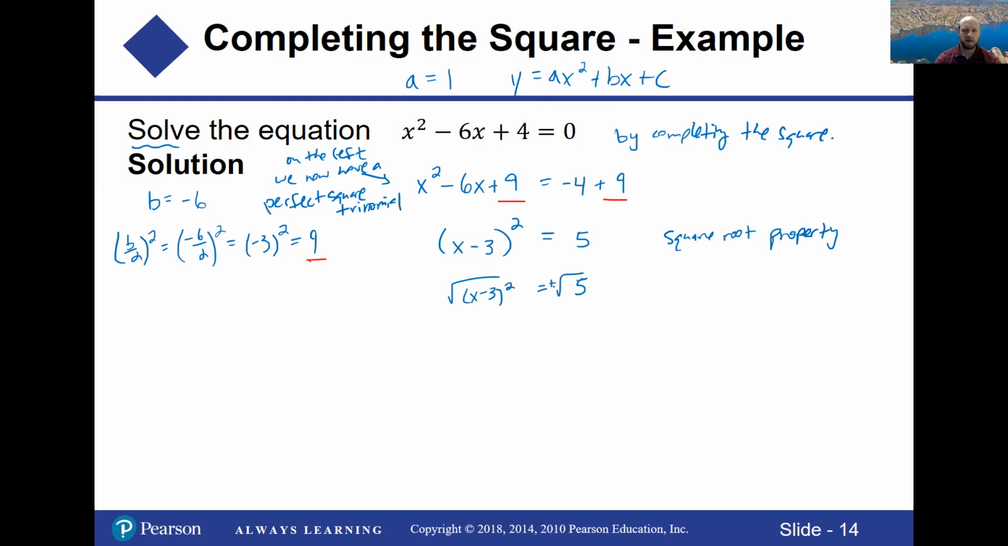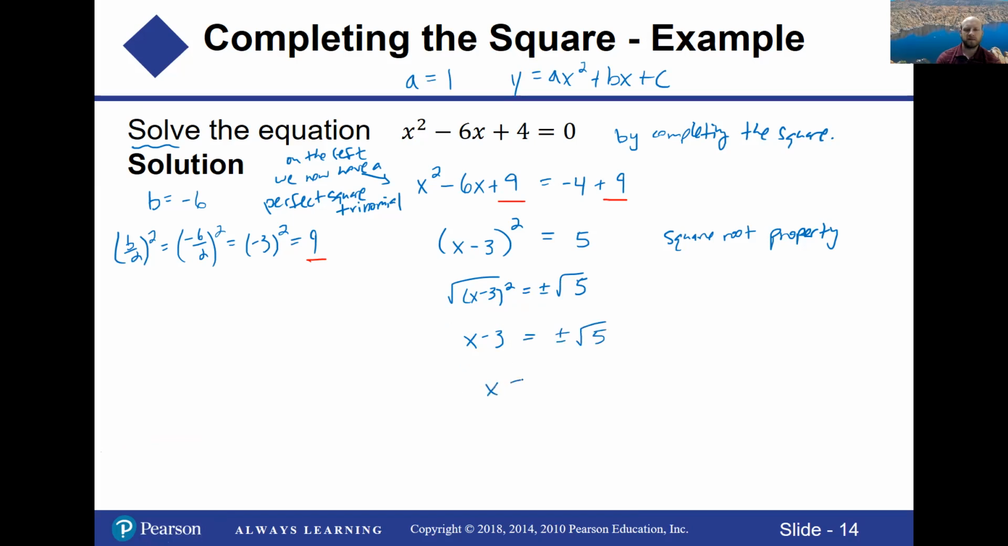And when I do that, I still need the plus or minus. Let me erase that so you can clearly see here that this equals plus or minus the square root of 5. So when I square root this side, I get x minus 3. When you take a square root of a square, you're going to get what's on the inside, x minus 3, and that equals plus or minus square root of 5.